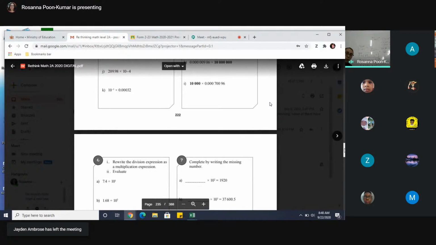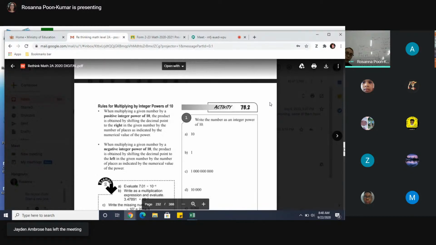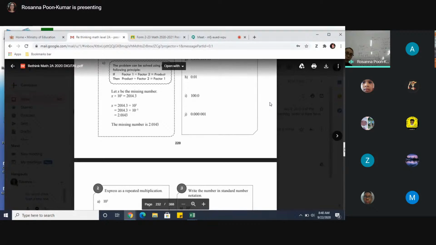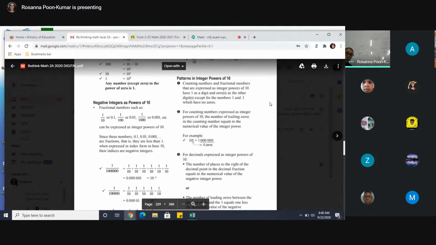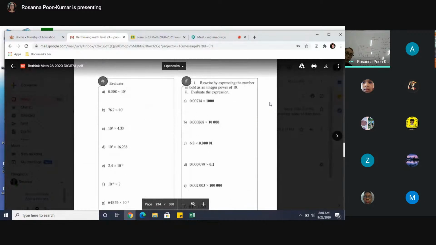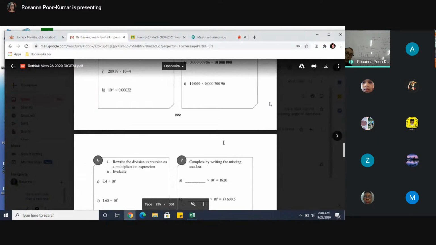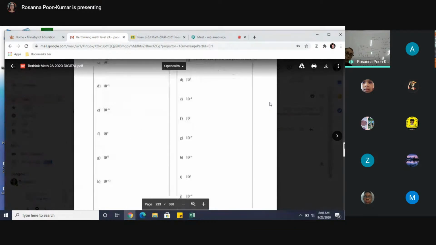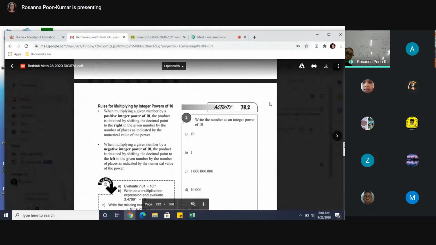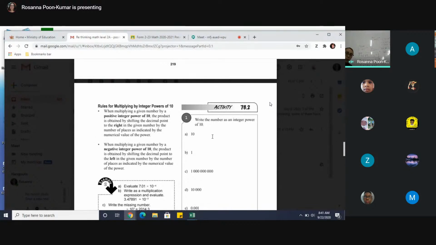Okay, you see 1, 2, 3, 4, 5, 6, and do your Rethink Activity 7B, starting with page 222 or 221. All right, those of you that have the textbook, this activity 7B, write this number as an integer power of 10. So I'm calling you all now, we're doing number 1 orally.